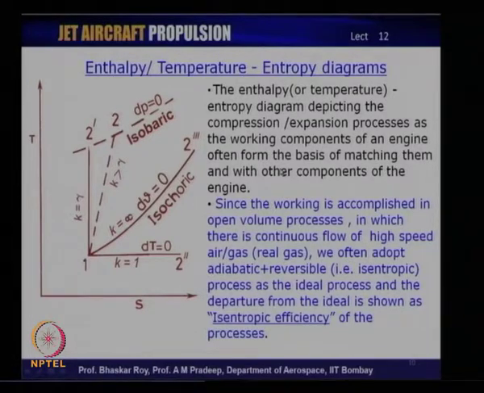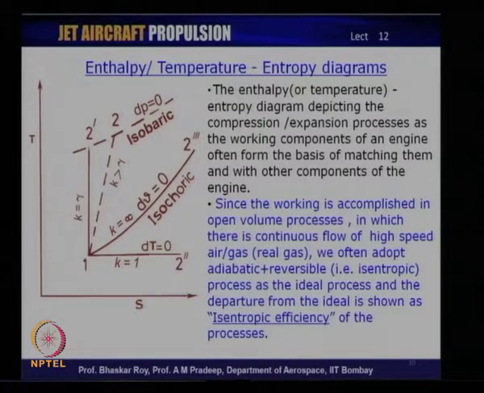Now, in case of the compressor that we are talking about in typical jet engines, the work of compression is accomplished in an open volume, and there is a continuous flow of high speed air or gas. In case of a compressor, it is air, and we often adopt the so called isentropic process as a reference or a benchmark to find out the goodness or badness of a real compression process. This comparison between the ideal compression process, or isentropic compression process, and the real compression process is referred to as the isentropic efficiency of the process.